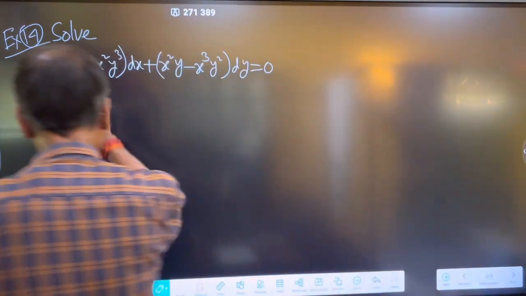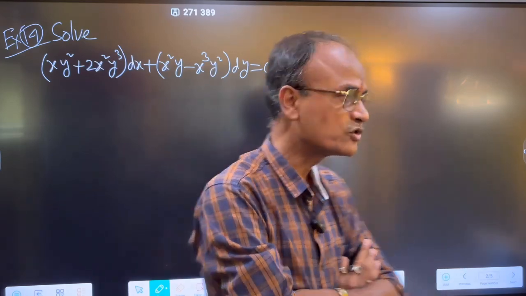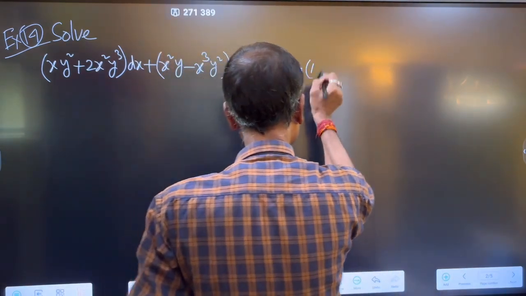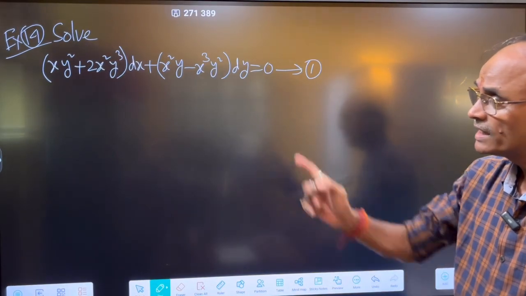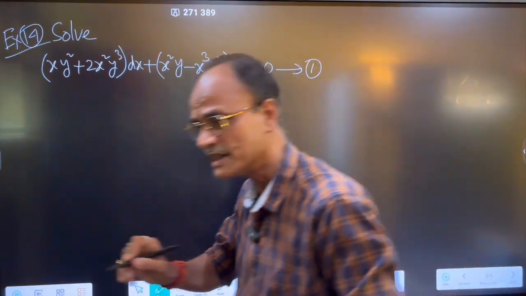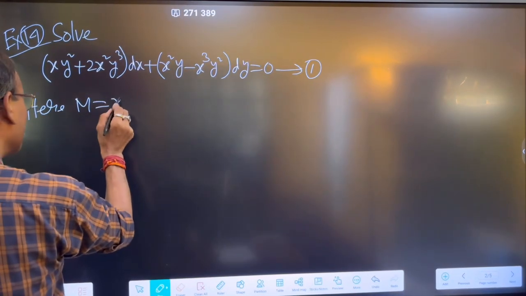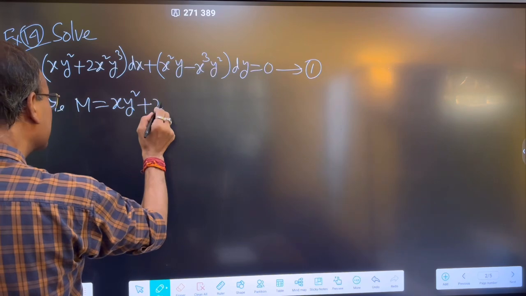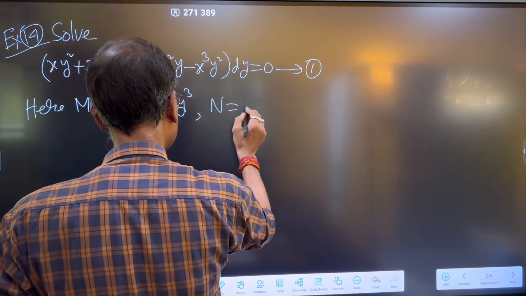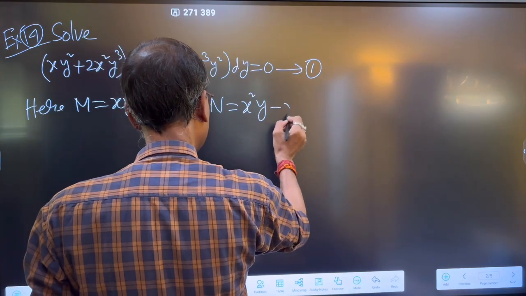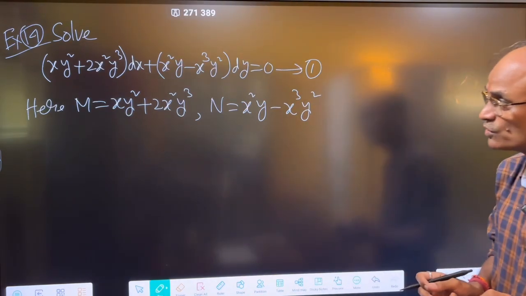Now let me solve one example. Suppose this is a differential equation, number 1. Here M equal to x y square plus twice x square y cube, N equal to x square y minus x cube y square.